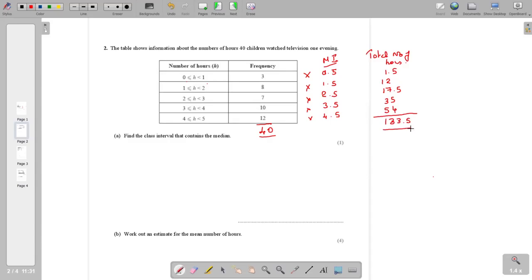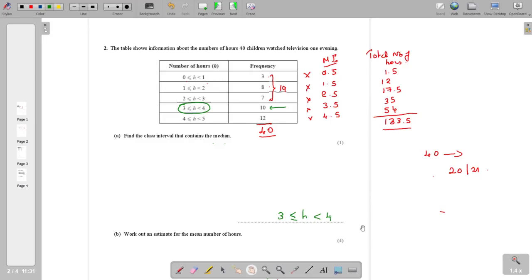So that's for the mean. But the first question is asking you, find the interval that contains the median. Median is the middle number, 40 children, so the 20th and 21st data, where they're going to lie. This is 3, this is 11, up to here is 19. So the 20 and 21 should lie in here. Therefore, the median group is this, which is 3 less than 4.